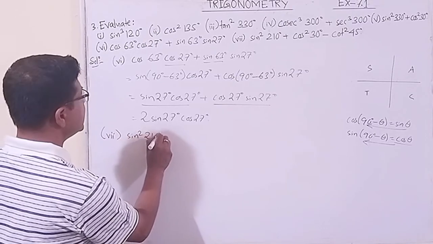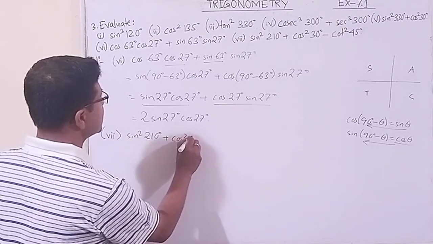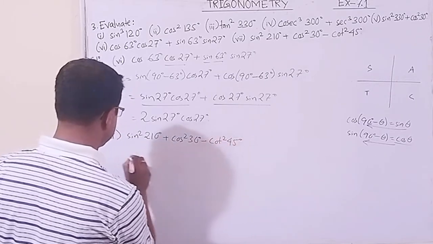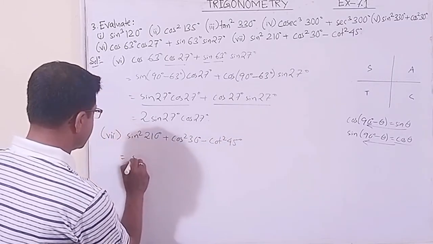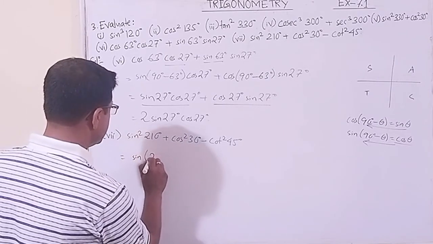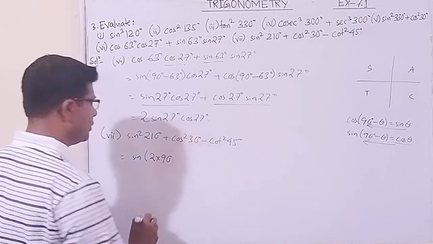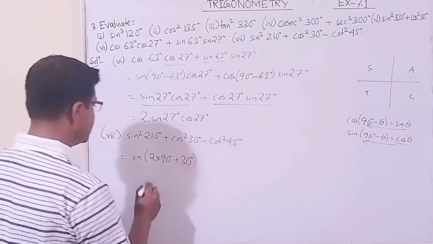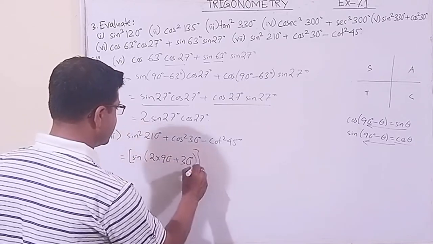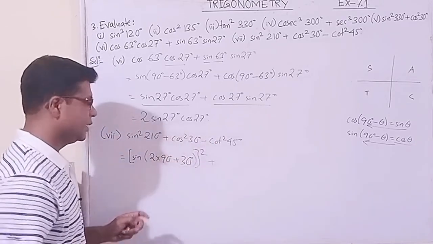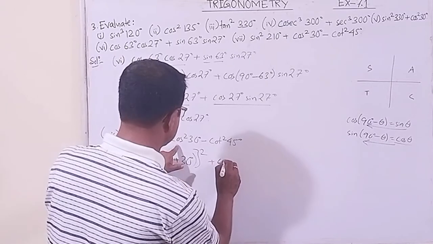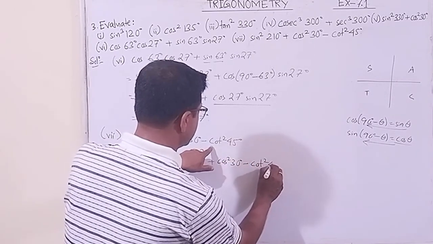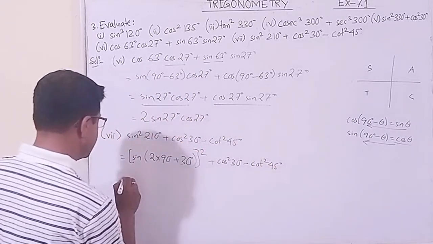Sine square 210 degree plus cos square 30 degree minus cot square 45 degree. Okay, let us write sine. 2 into 90 degree is 180, 180 then 30, 210, its square. We know the values of this, later on we shall put them. This is plus cos square 30 degree minus cot square 45 degree, right?